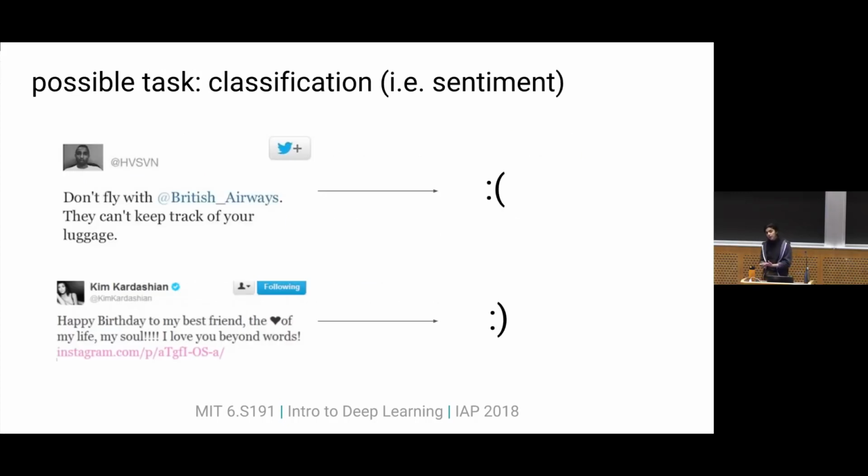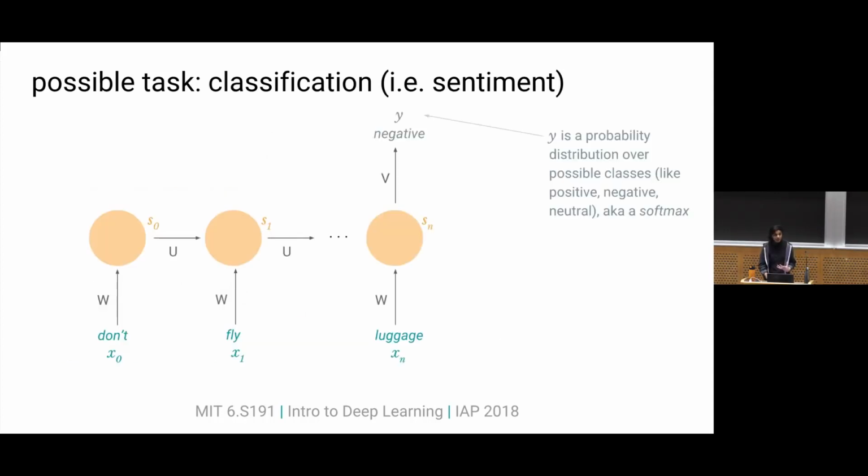So now I just want to move on to going over some possible tasks. The first task is classification. Here we want to classify tweets as positive, negative, or neutral, and this task is also known as sentiment analysis. The way that we would design a recurrent neural network to do this is actually not by having an output at every time step. We only want one output for the entire sequence.